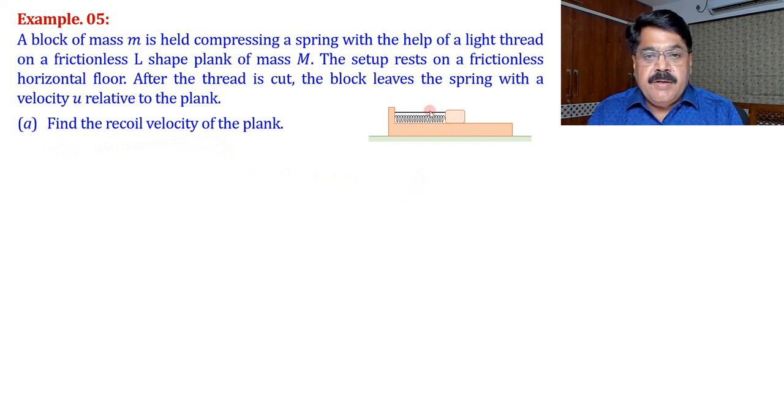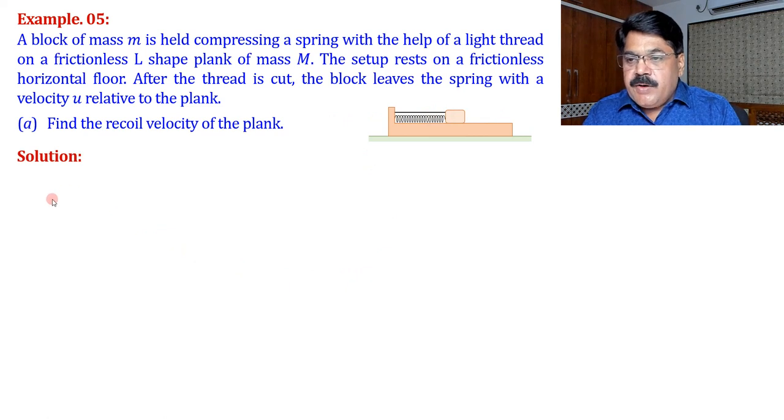Means when the thread is cut, the block will rush toward this side, and because of spring force, the plank will go to this side. So it is called recoil velocity. What is the idea here?